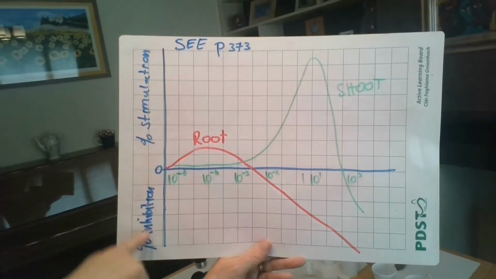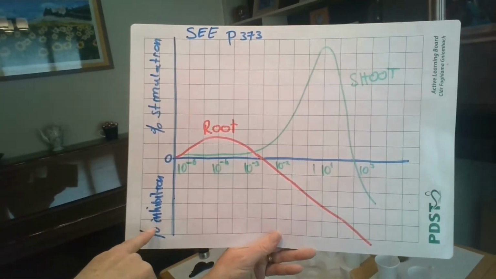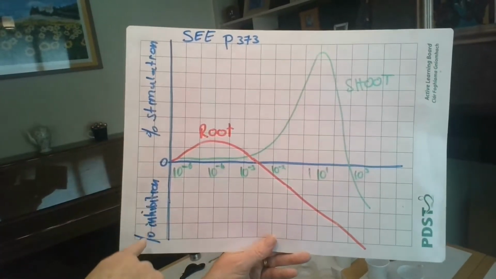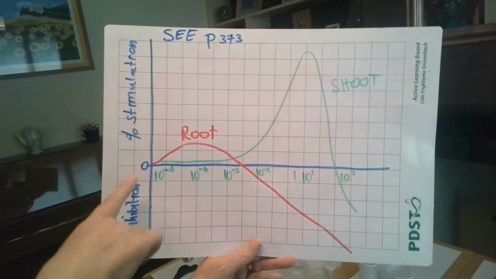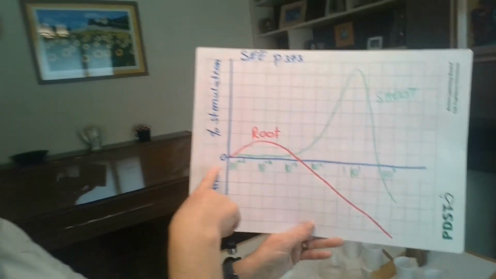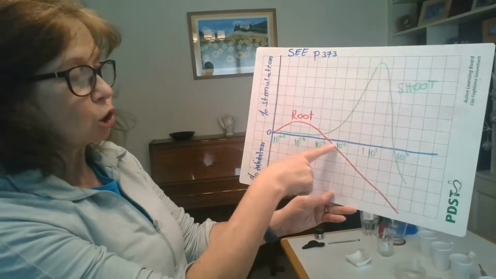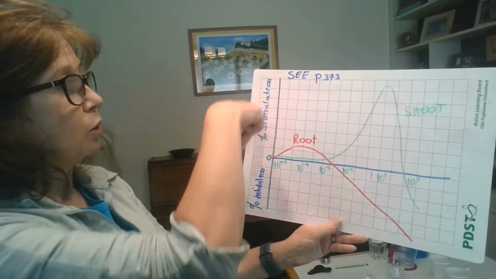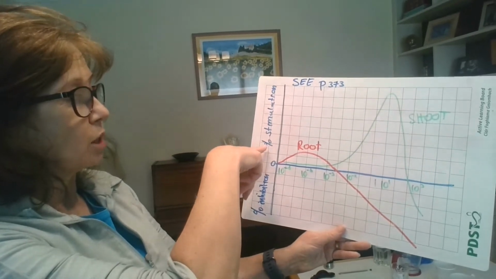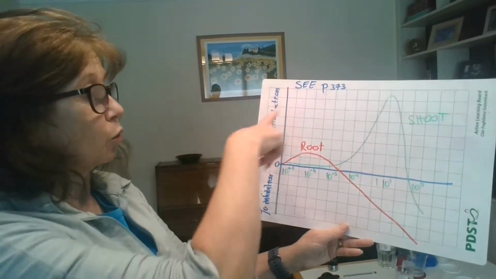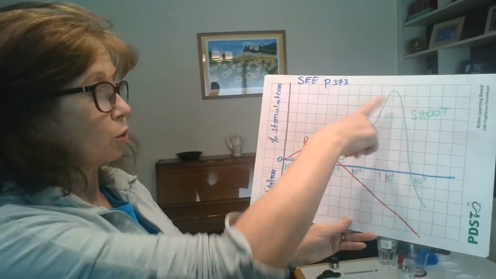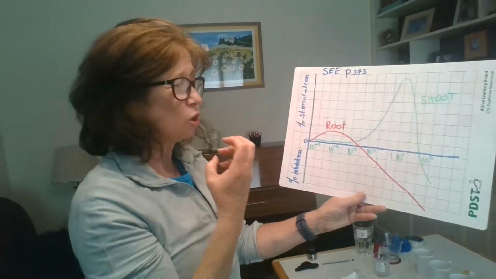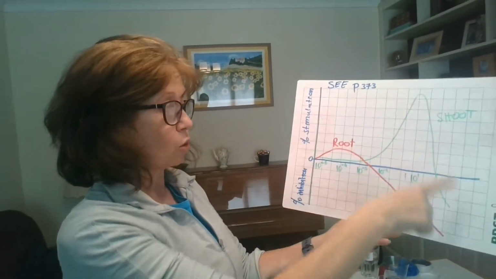Percentage inhibition, and you would see a formula in your book, and you would use your formula to calculate percentage inhibition. So that means what effect the IAA had to stop the growth of your roots. And percentage stimulation, that means the IAA concentration encouraged growth of either roots or shoots. So that is all you really need to do, but they could ask you questions on this.